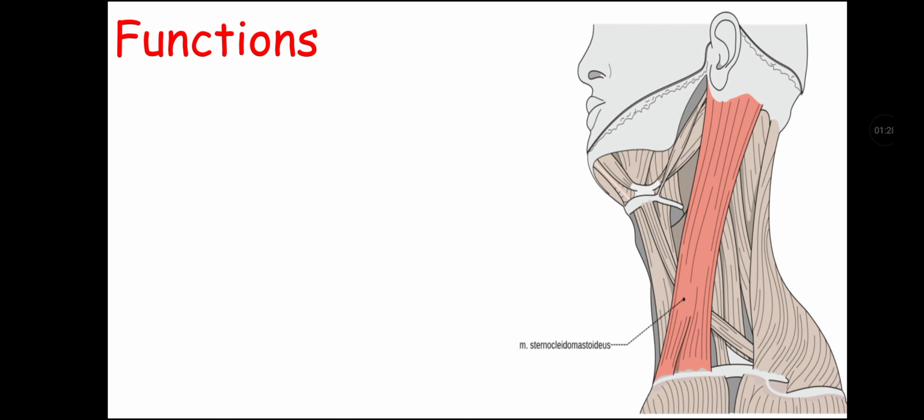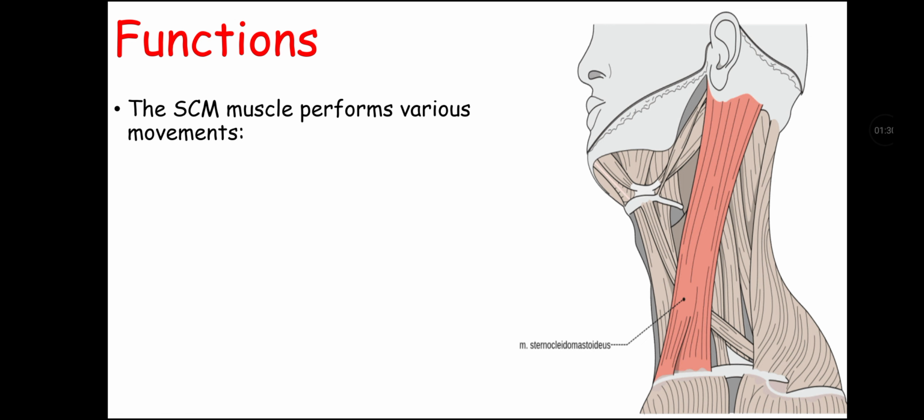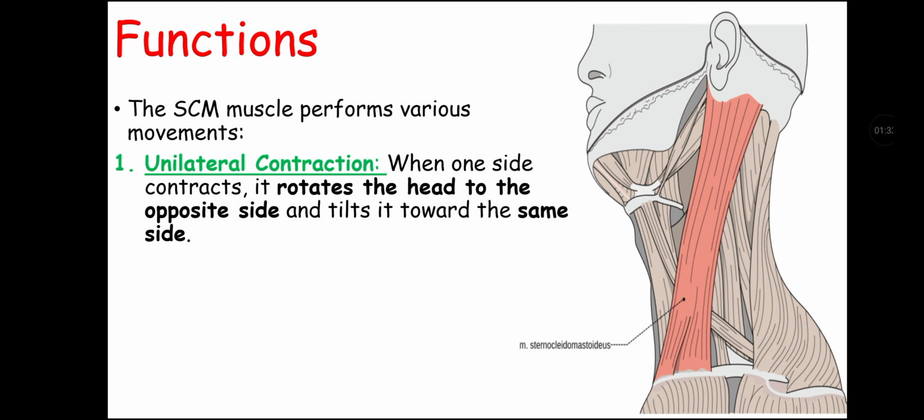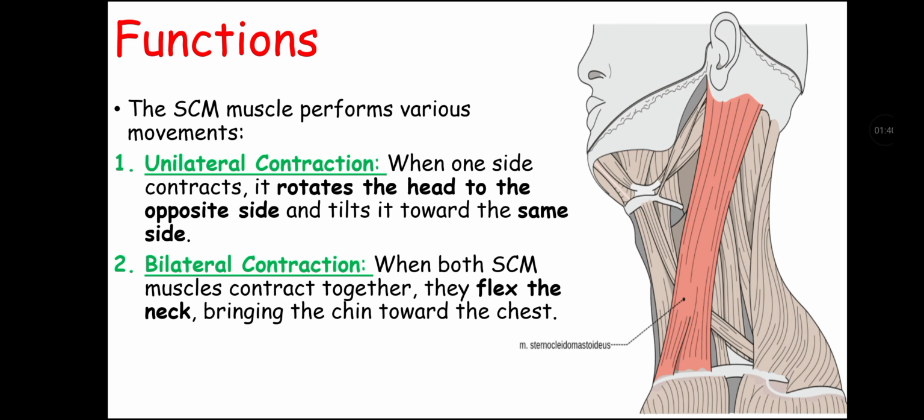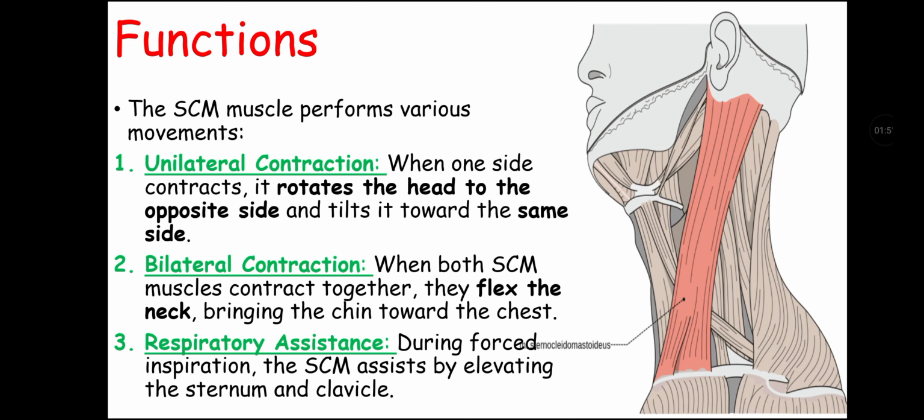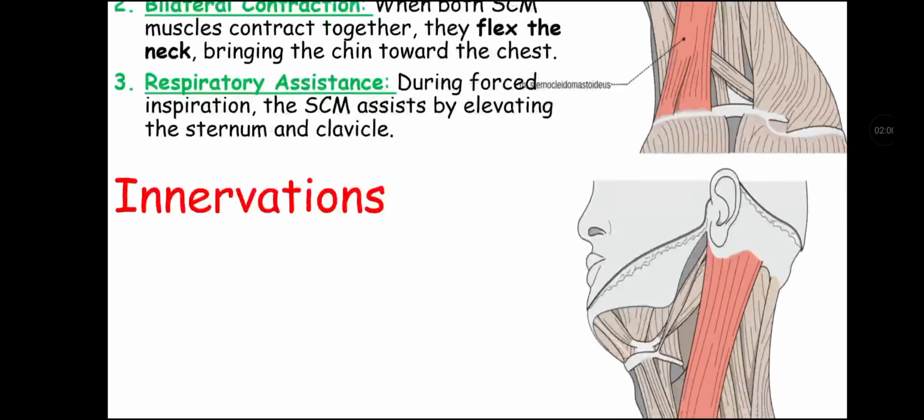Now let's talk about the function of the sternocleidomastoid muscle. It performs various movements. First is unilateral contraction: when one side contracts, it rotates the head to the opposite side and tilts it towards the same side. Second is bilateral contraction: when both sternocleidomastoid muscles contract together, they flex the neck, bringing the chin forward towards the chest. The third is respiratory assistance, as during forced inspiration the sternocleidomastoid muscle assists by elevating the sternum and clavicle.